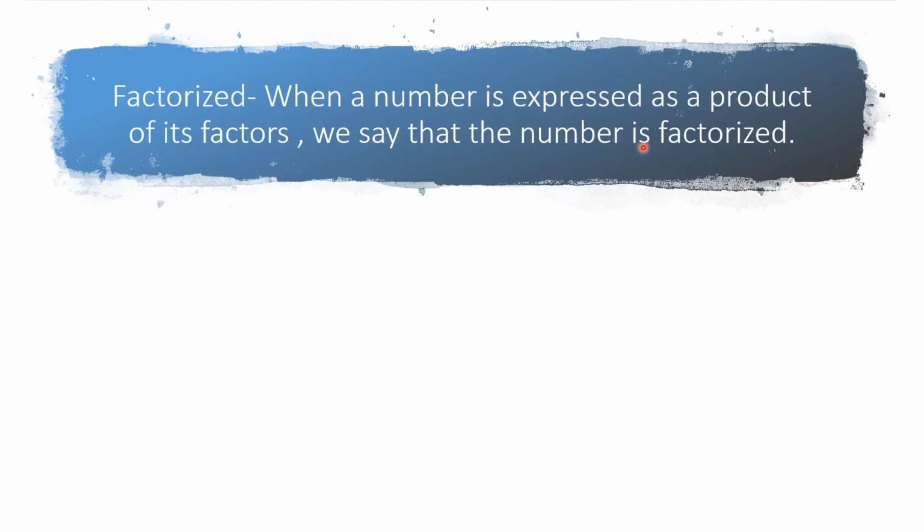When a number is expressed as a product of its factors, we say that the number is factorized. For example, 18. So, what are the factors of 18? We know that 2 nines are 18. 2 multiplied by 9 equals 18. It means 2 is a factor of 18 and 9 is a factor of 18. And we have written 18 as a product of its factors, so it is called factorized. And further we can write 9 as 3 multiplied by 3. It means the factors of 18 are 2 multiplied by 3 multiplied by 3.